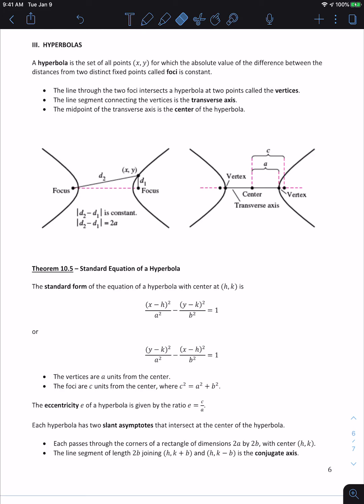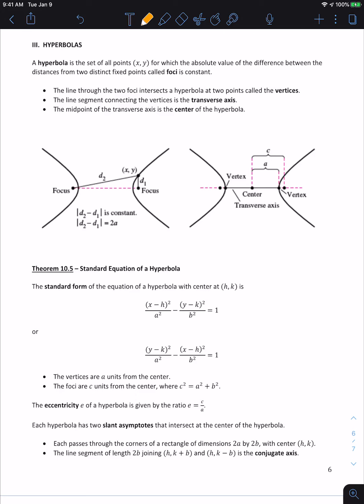So hyperbolas look a little bit different because they're not connected. It's not some shape that we're used to. It's like two different sides of a shape. The line through the two foci intersects a hyperbola at two points called the vertices. So again, the vertices are the points that lie on the graph of the hyperbola.